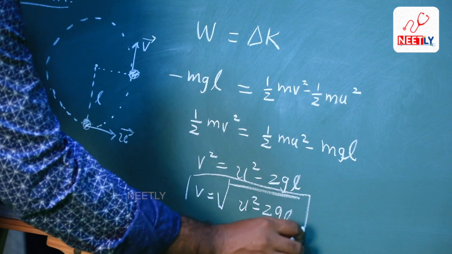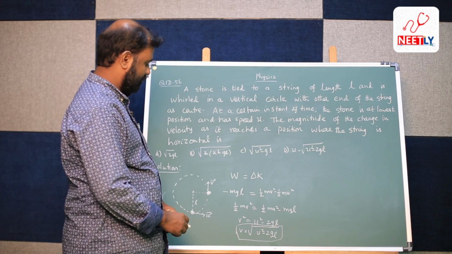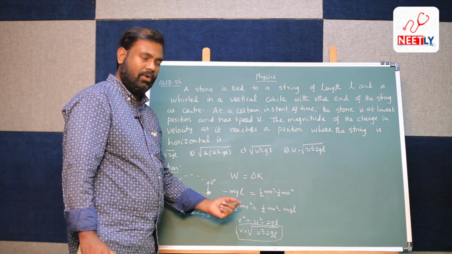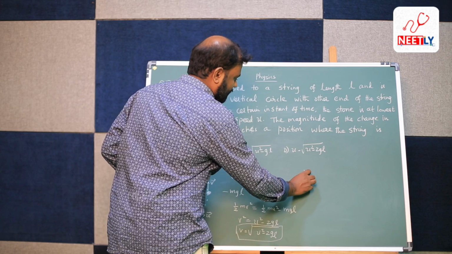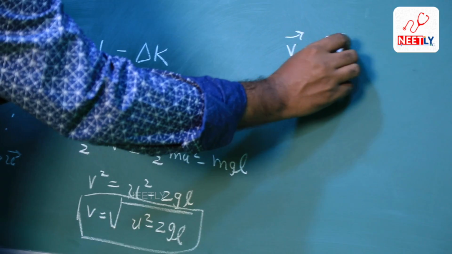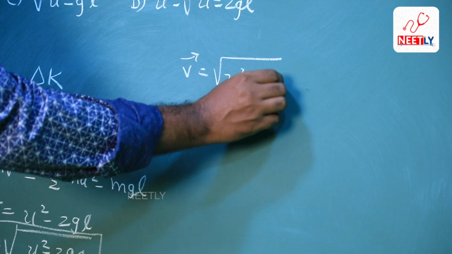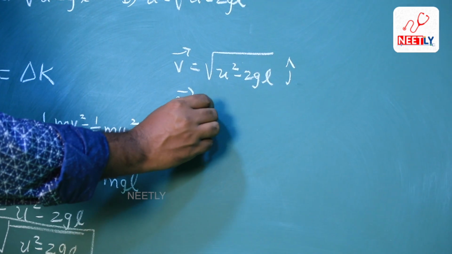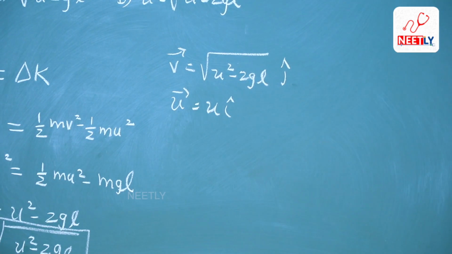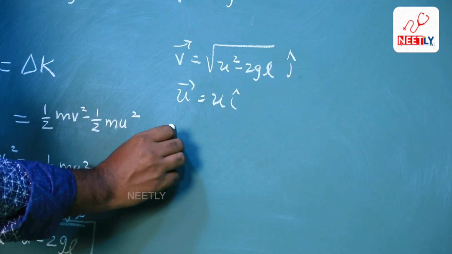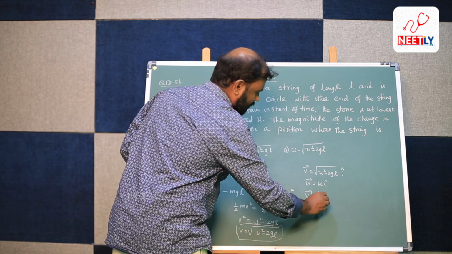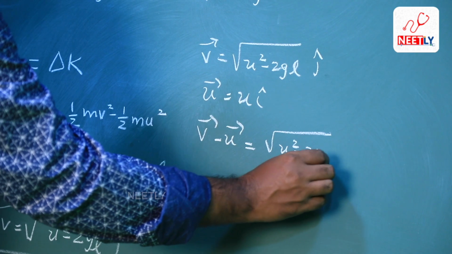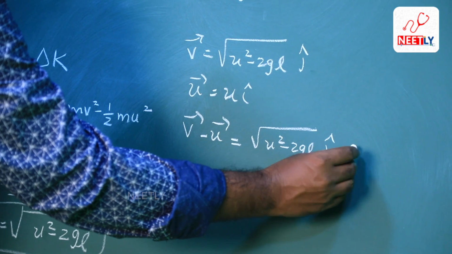So, this is the speed of the stone at this position, and what is the direction? It is very clear, u is exactly horizontal and this is vertical. So, if you want, write the velocity as square root of u squared minus 2gL times j cap, because it is vertically upward, and u is simply magnitude times i cap, as it is horizontal. So, the change in velocity is equal to v minus u. Straight away you write root of u squared minus 2gL j cap minus u i cap.